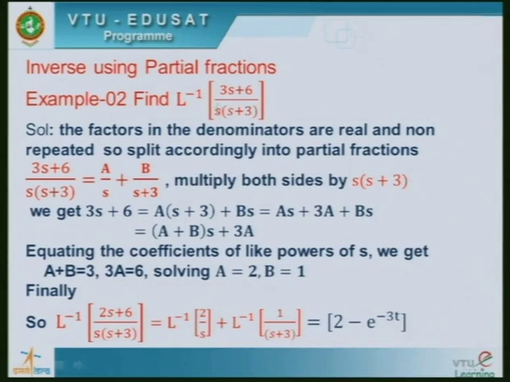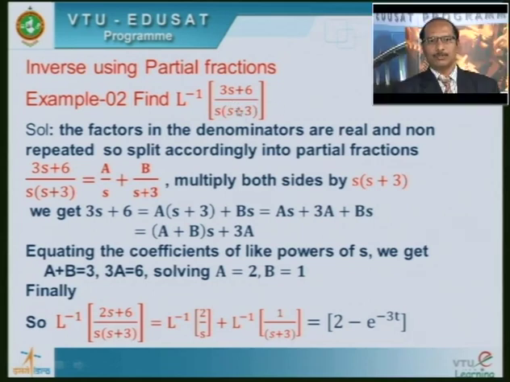See the denominator term here. It is a proper fraction. The numerator polynomial has degree 1 and the denominator polynomial has degree 2. So, it is a proper fraction. See the denominator, there are real and non-repeated factors. So, s minus 0 is one factor, s plus 3 is another factor. Both are linear and non-repeated. So, as per the table specification, we split it up into partial fractions.